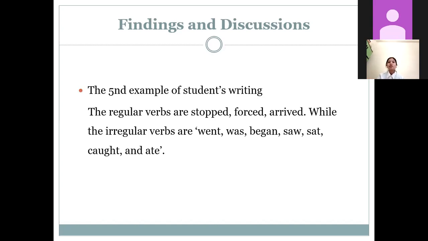for the fifth example of students' writing, we found that the regular verbs are stopped, forged, arrived, and while the irregular verbs are went, was, began, saw, sat, cooked, and ate. Next.